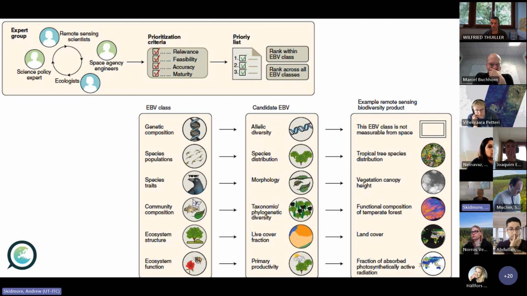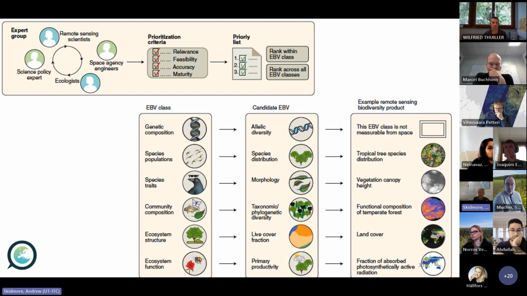And so this is typically how it worked. If we take, say, something like genetic composition, you've got allelic diversity. And what we said was with remote sensing, we can't measure that from space at the moment, right? So there's just no data. If you go to something like species populations, a candidate EBV would be species distribution, and then you could look at something like tropical tree species distribution, which actually can be measured with remote sensing using, say, LiDAR in combination with image spectroscopy, and so on and so forth.